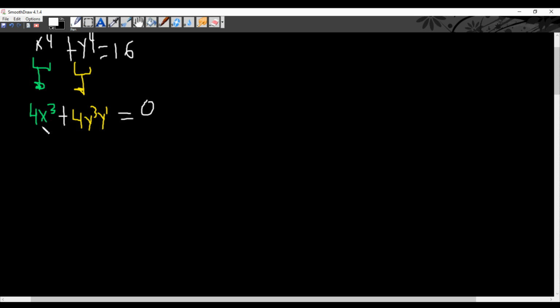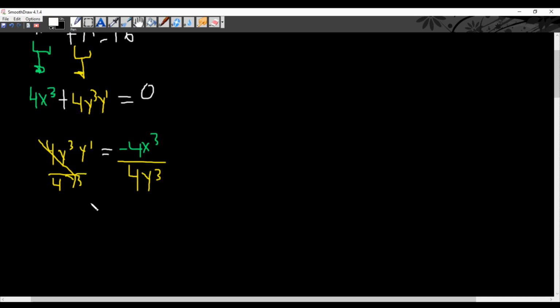So here, this will then be subtracted. So I'm going to get 4y cubed times y prime equals negative 4x cubed. And then I'm going to be dividing by, actually not y prime, 4y cubed. So that can cancel out. Then I'm going to get 4y cubed.